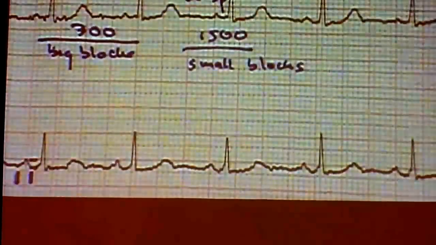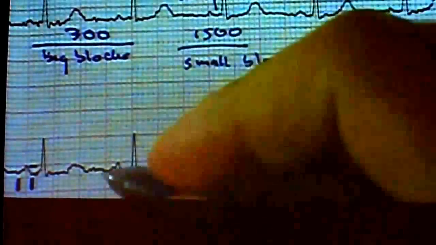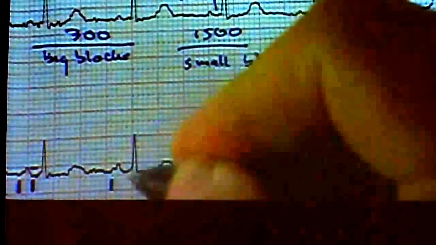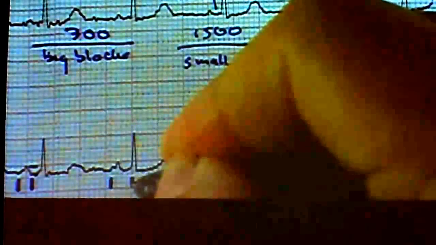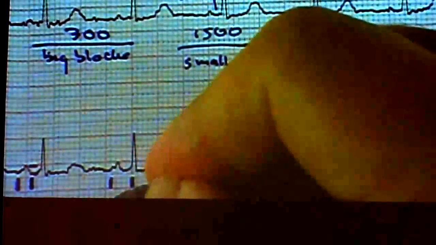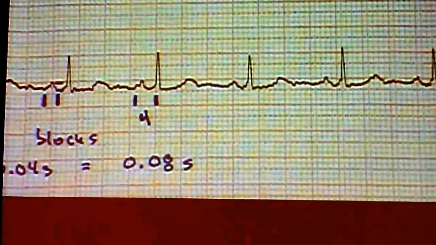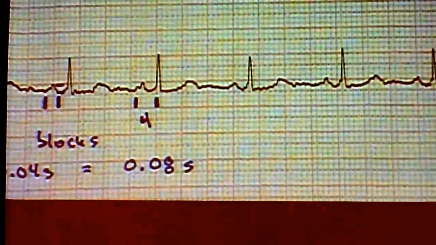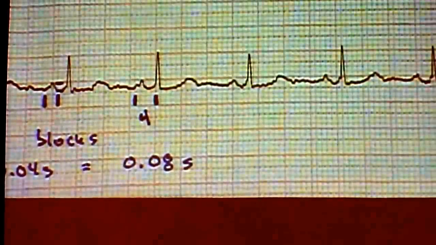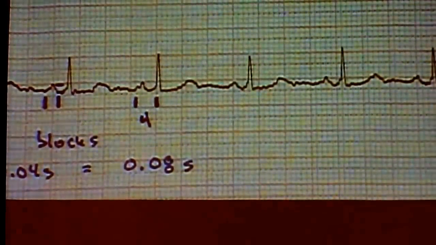So I'm going to look at the P and the R, and I count 4 small blocks, which is great. It's right in that 3 to 5 range. So it's not too long, it's not too short.